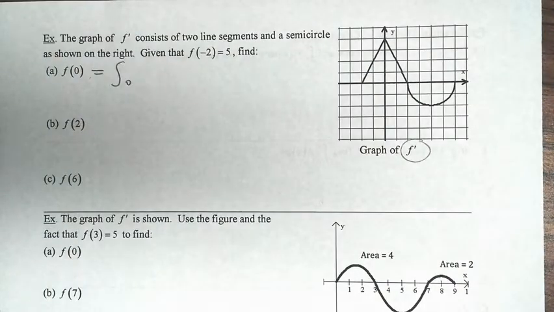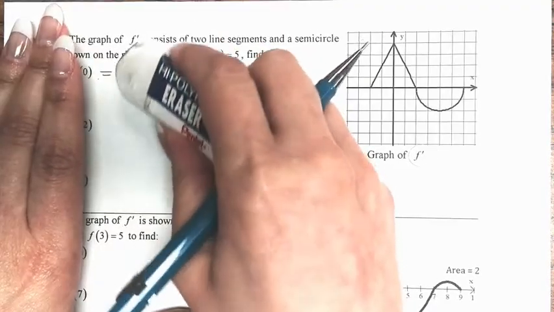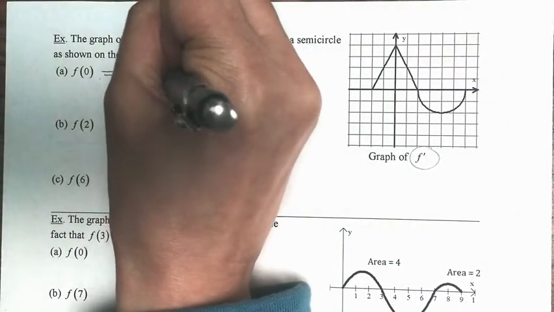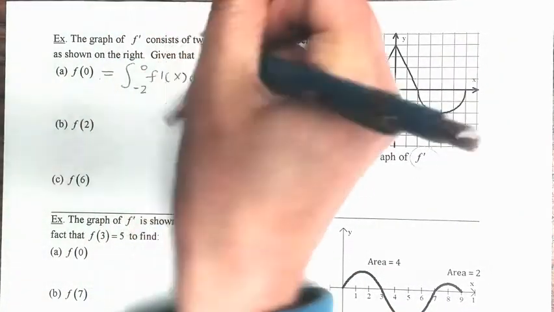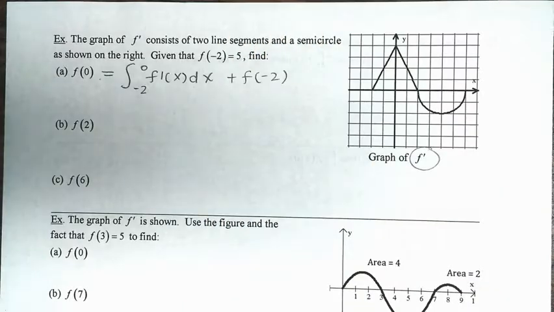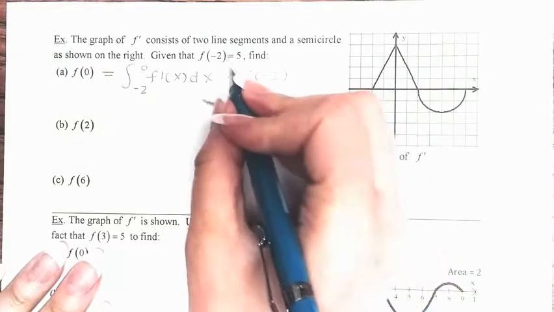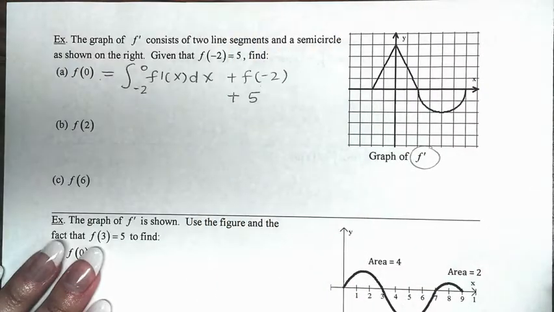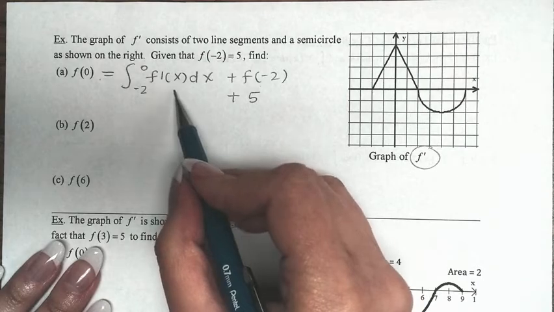So f of 0 is equal to the integral from negative 2 to 0 of f prime of x dx, plus f of negative 2. At this point, you are going to tell me, okay, that one is my initial condition, so I know that this is going to be something plus 5. But I don't have an equation. What are we going to do?